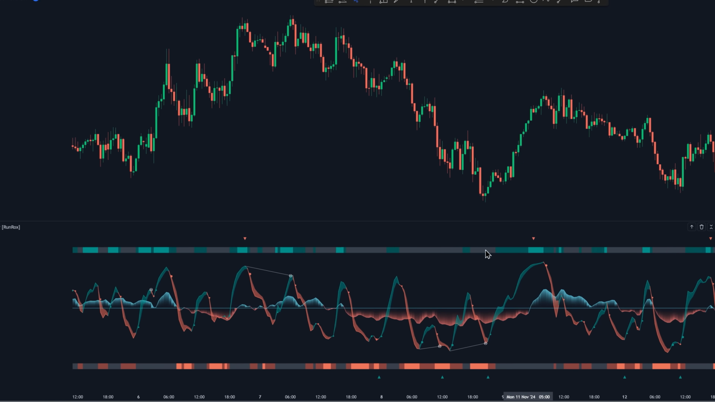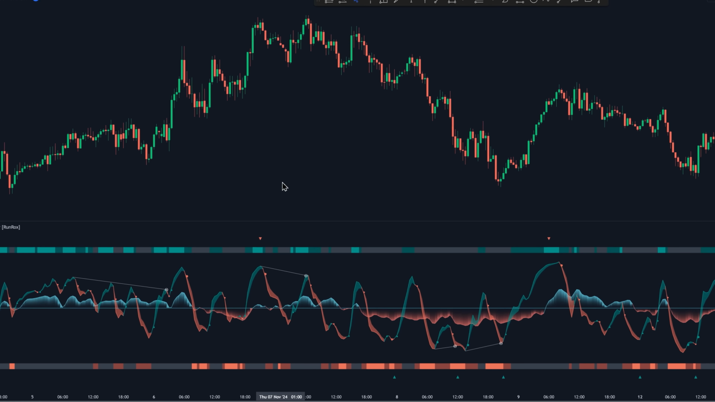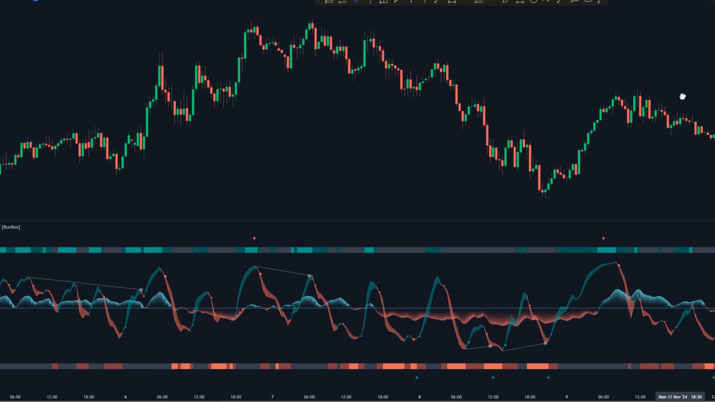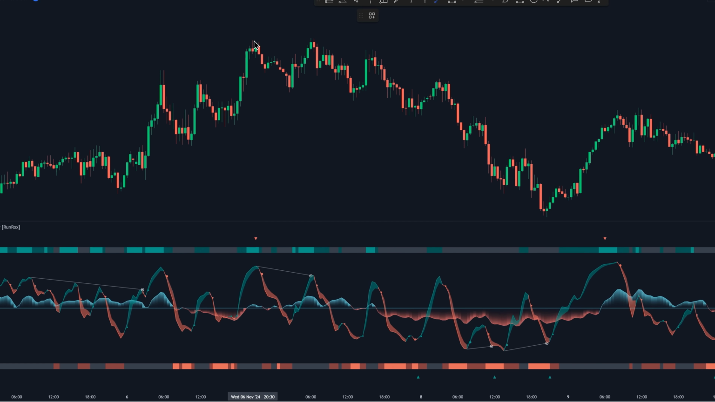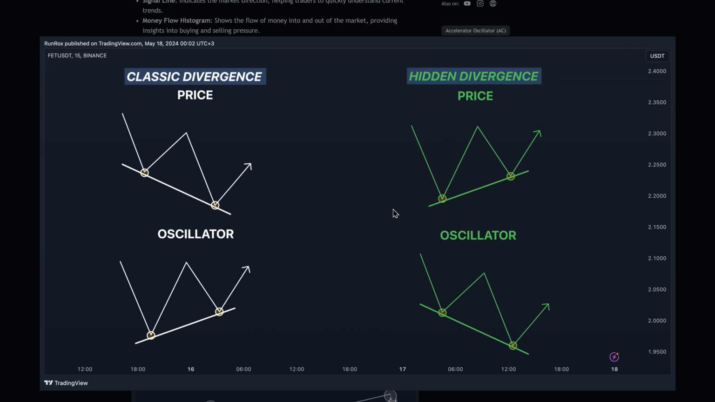One of the core functions of this indicator is divergence detection in real time. It identifies both classic divergences and hidden divergences as soon as they occur. A classic divergence occurs when the price action and the oscillator move in opposite directions. For example, for a bullish divergence, the price makes a new low, while the oscillator fails to make a new low and instead makes a new high.